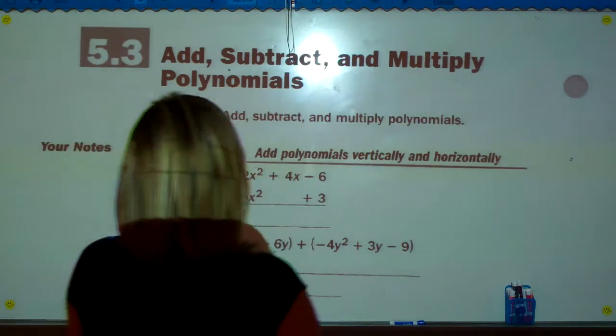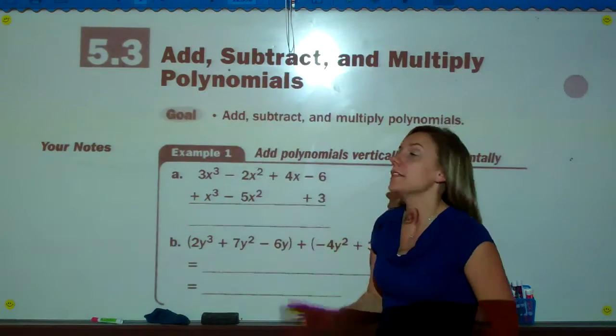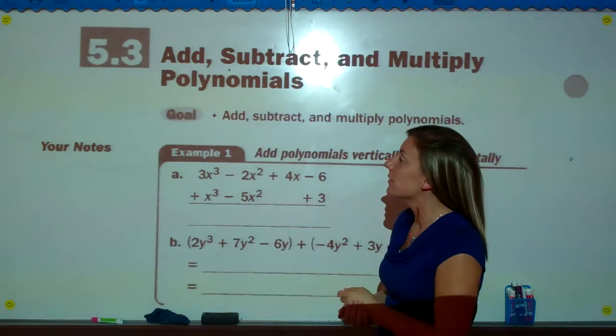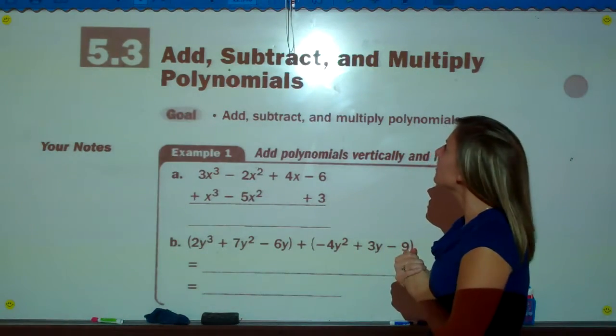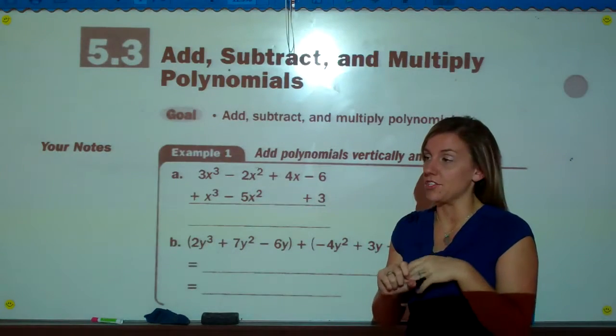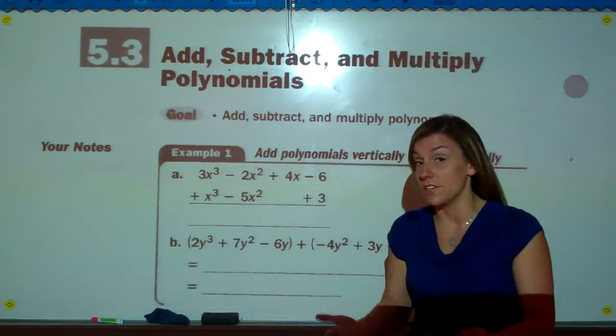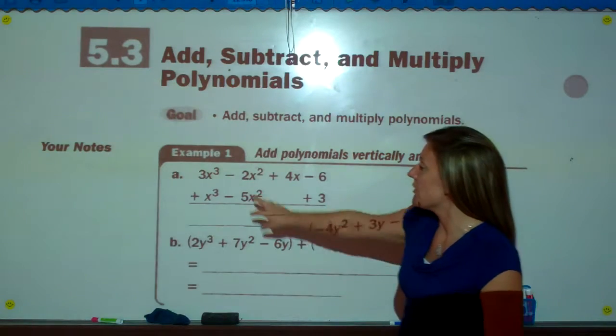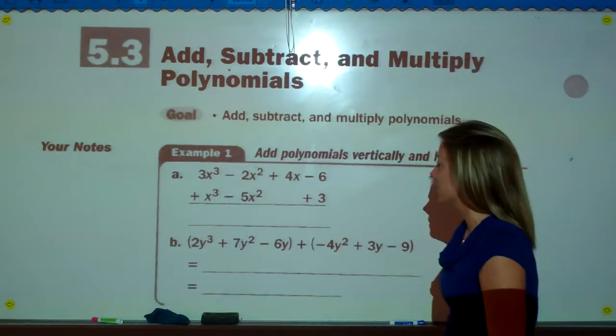All right, so we're going to start in on polynomials, which means multiple terms, because poly means multiple. And we're just going to do addition and subtraction and multiplication. And those are really basic. You pretty much already do it. So I just want to point out that the exponents have to match up and that kind of stuff, okay?